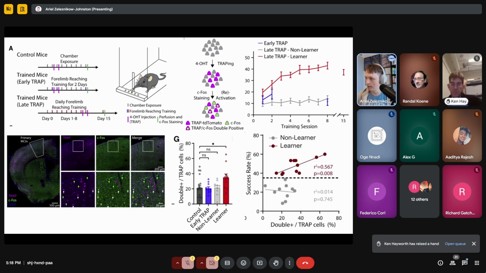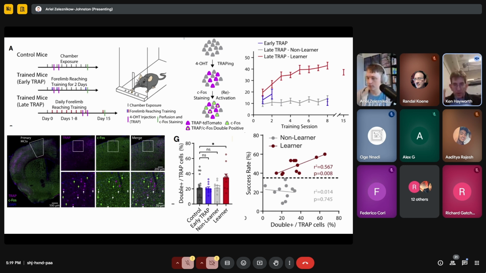All right. And I'll just show this and then Ken, you can go. This is just visualizing that in the learner animals, which have these success rates of above 35% or so, you see a distinct correlation between the overlap in the CFOS cells and the TRAP cells, and the animal's performance. And this correlation doesn't exist for the non-learner animals or the animals that didn't learn the task. Ken?